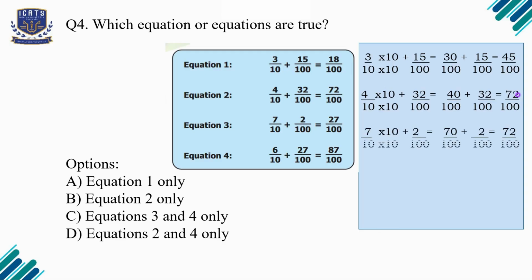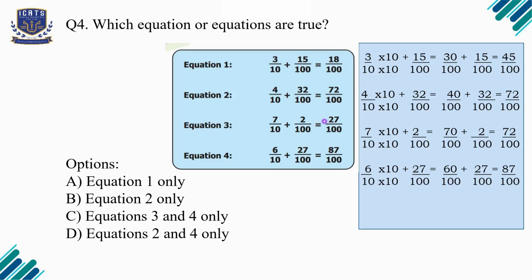Now let's check equation 3 in a similar way. Here, when we multiply 7 by 10, the answer is 70 by 100. And when we add it to 2 by 100, the answer is 72 by 100, which is incorrect because here 27 by 100 is written as the answer of equation 3.